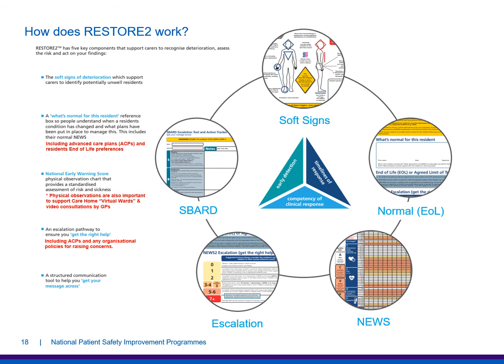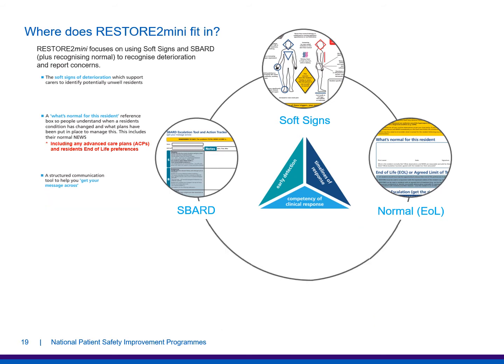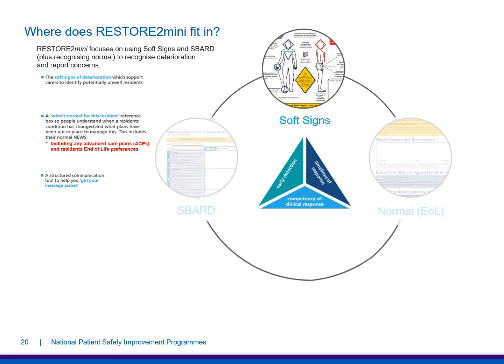So going back to Restore2, there are these 5 elements of the full Restore2. Restore2mini uses 3 of those 5. So it starts with soft signs, that recognition of early changes that might indicate deterioration, and then comparing those soft signs to what's known to be normal for the individual you're caring for, taking into account any end-of-life care plans or agreed limits of treatment documents that might be in place.